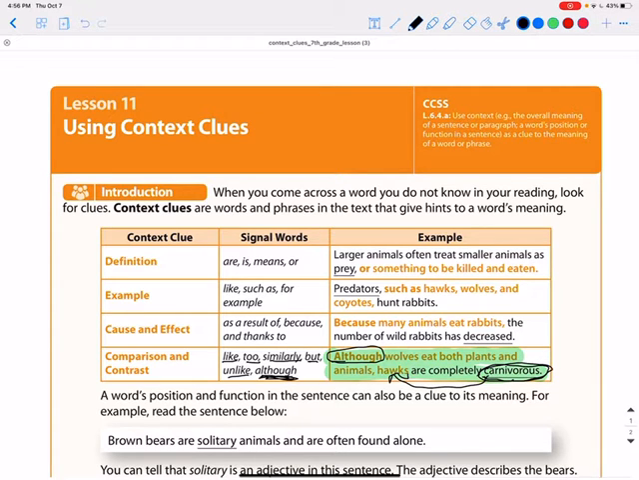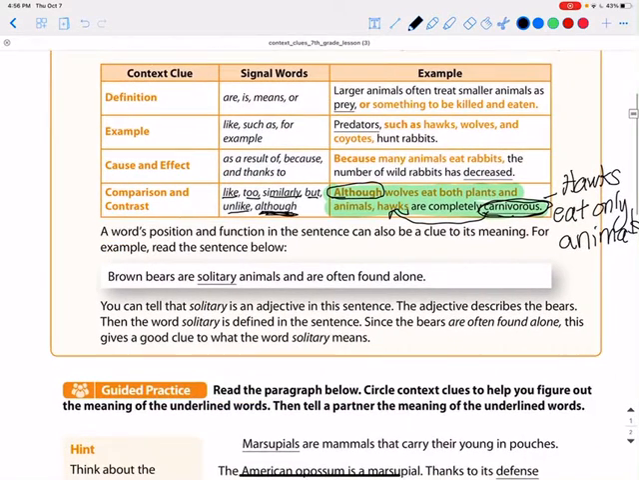It doesn't say specifically, but hawks eat only meat, or animals. Let me write animals. Okay. Let's move on to the next sentence.